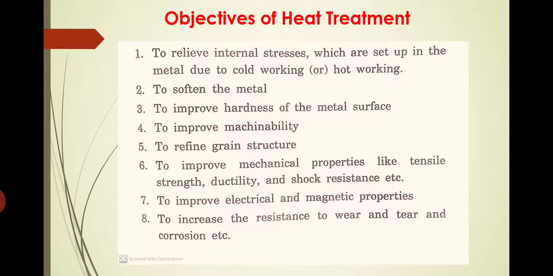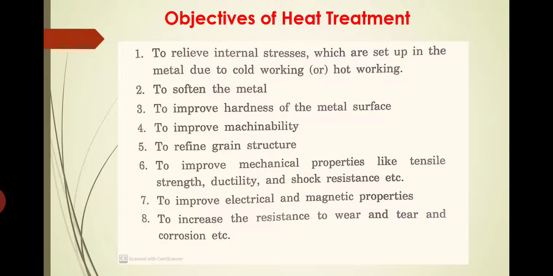Sometimes, to use it as a cutting tool, we have to impart hardness at least to the surface. That is what is done by some of the heat treatment processes. Now the next one is to improve machinability. See, if you make the metal softer, then we will be improving the machinability. Both are different things. Sometimes we provide hardness to the surface, sometimes we make the metal softer. So all these are done by different processes.